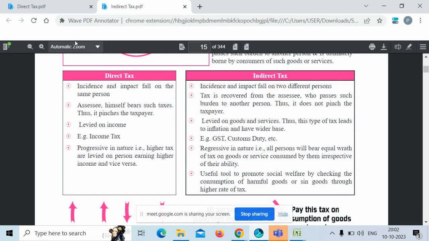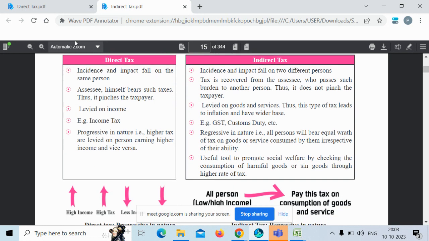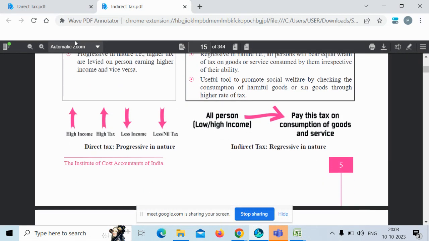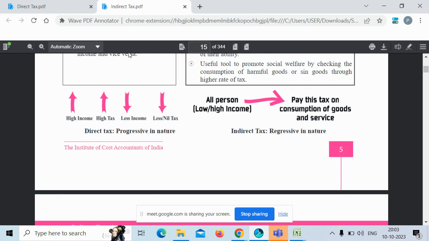Progressive in nature, that is, higher tax is levied on persons earning higher income and vice versa. Regressive in nature, all persons equally will bear an equal burden of the tax on goods or services consumed by them irrespective of their ability. A useful tool to promote social welfare by checking the consumption of harmful goods or sin goods through a higher rate of taxation. A quick read, mark this as very, very important, then we'll go for the next one. Diagrammatically also they have presented.